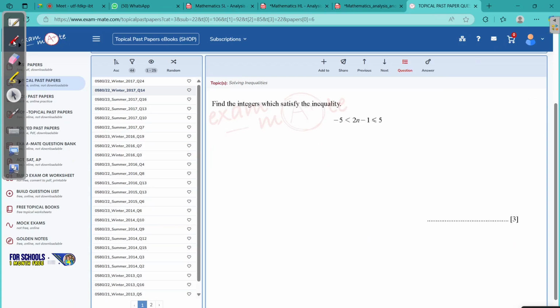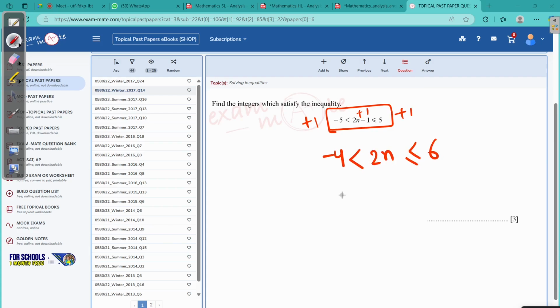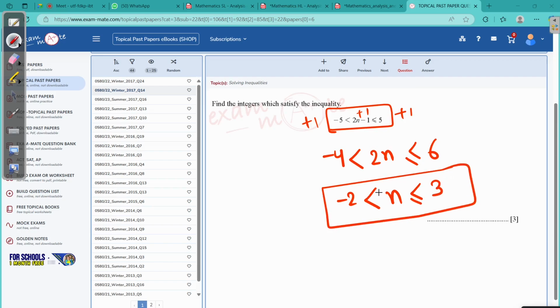First, we should add 1 on both sides. So we get -4, 2, and this, and then you get your 5, and then you just divide each one by 2. So -2, this, and then this, and then when you divide by 2, you get 2.5.